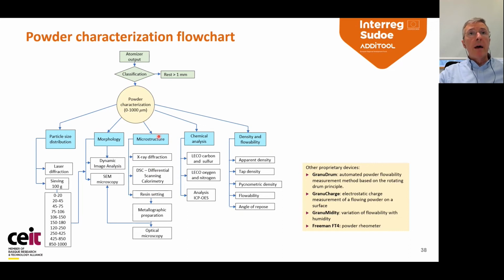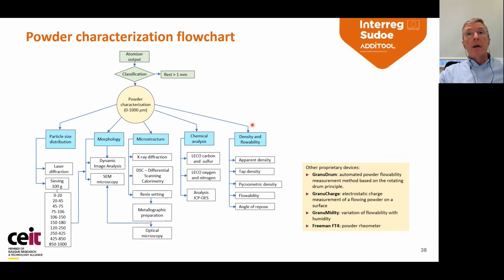We also embed the powder in resin. We do metallographic preparation. We polish. We do chemical attack, and we take this to optical microscopy or to scanning electron microscopy. We also do chemical analysis. We look at interstitials, carbon, sulfur, oxygen, nitrogen, or sometimes we also do detailed analysis using ICP.